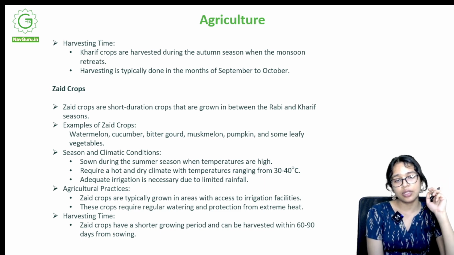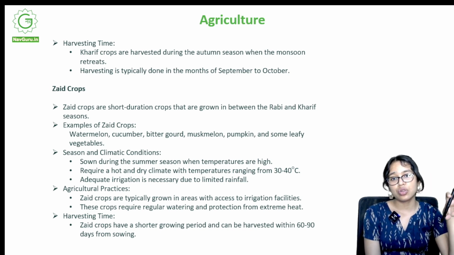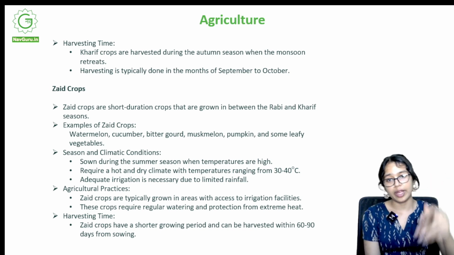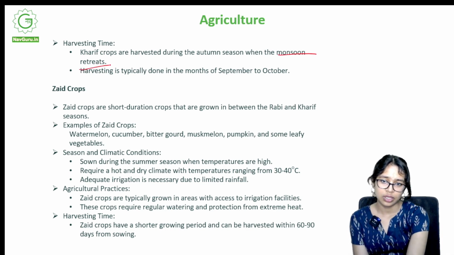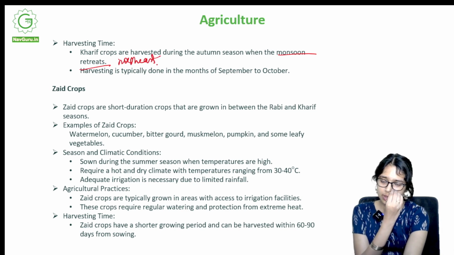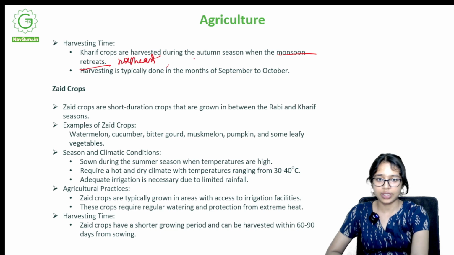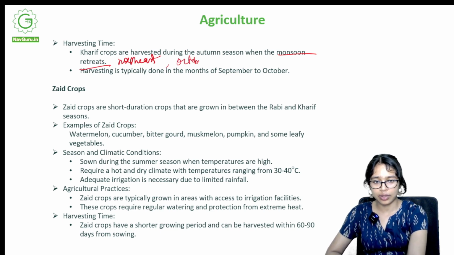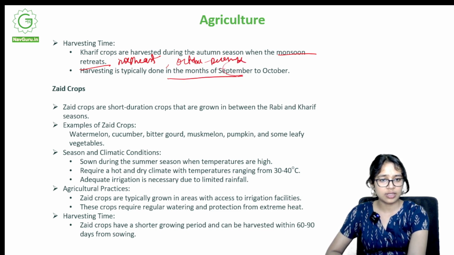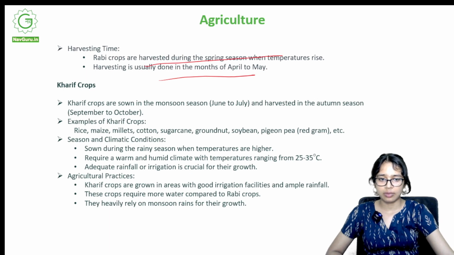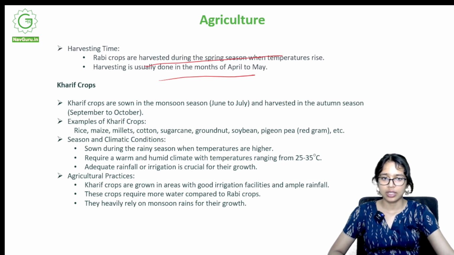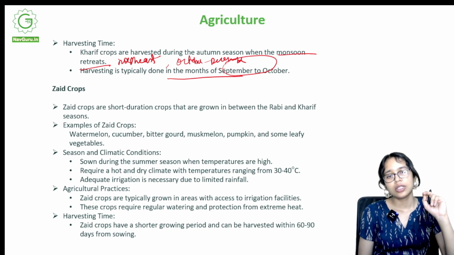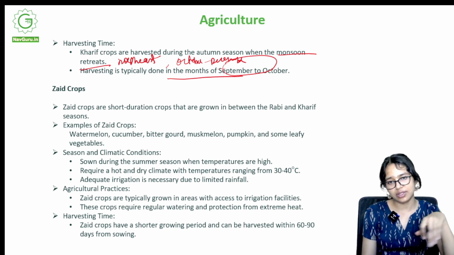Harvesting time. Kharif crops are harvested during the autumn season when the monsoon retreats. So they are harvested when the monsoon is going away. When does the monsoon retreat? It is also known as the northeast monsoon or retreating monsoon. This happens quite later in the year, somewhere around October to December. Harvesting is typically done in the months of September to October, since the monsoon starts retreating somewhere around September.